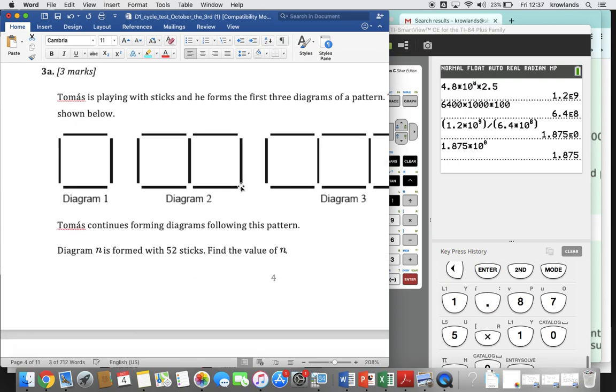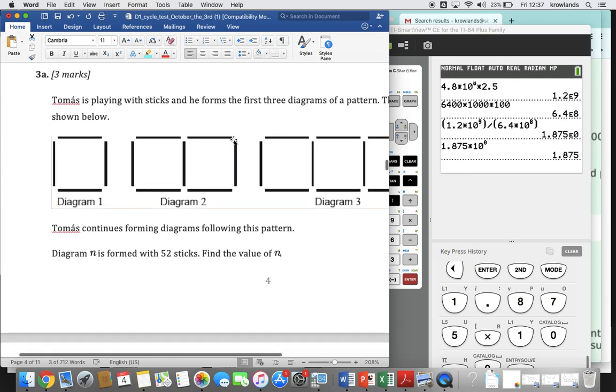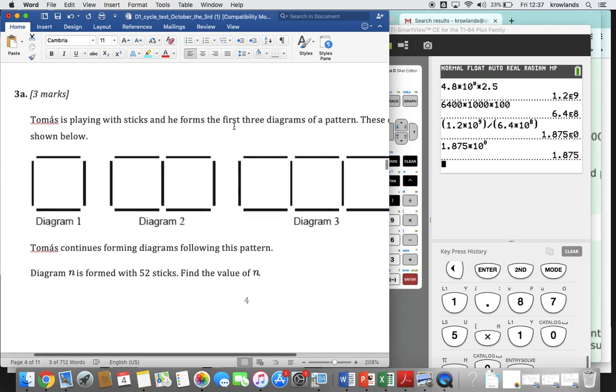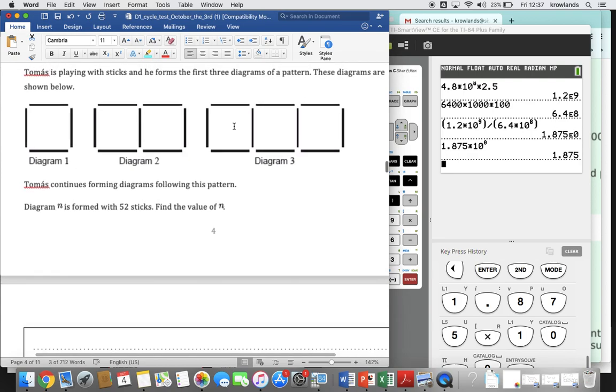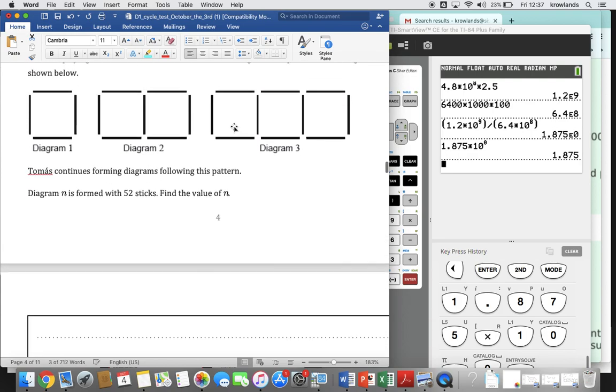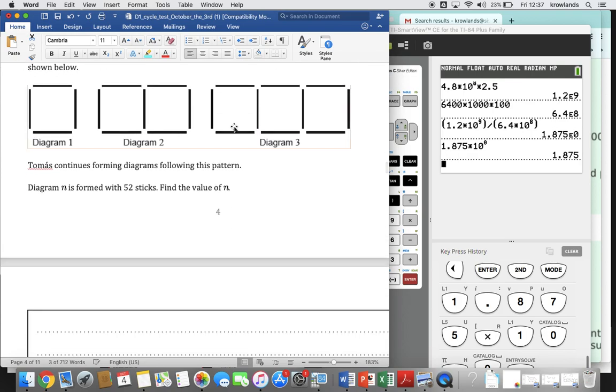Exactly what we want. Question 3a. Thomas is playing with some sticks and he forms 3 diagrams in the pattern. These are shown below. Thomas continues forming diagrams following this pattern. Diagram n is formed with 52 sticks. Find the value of n.